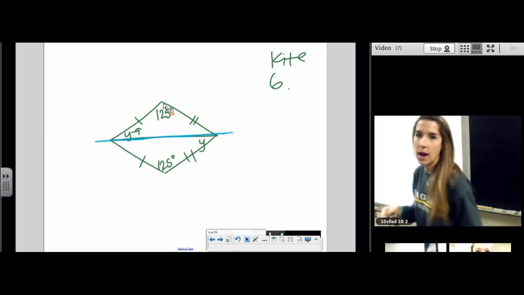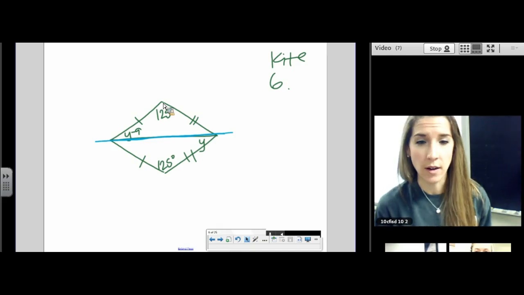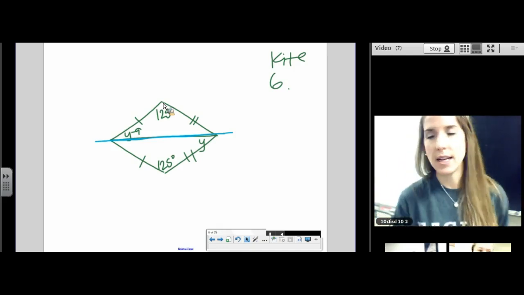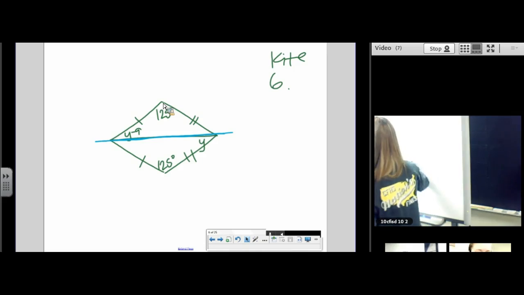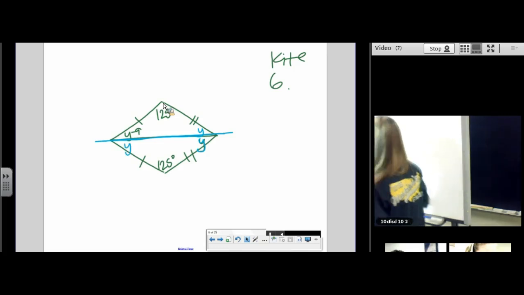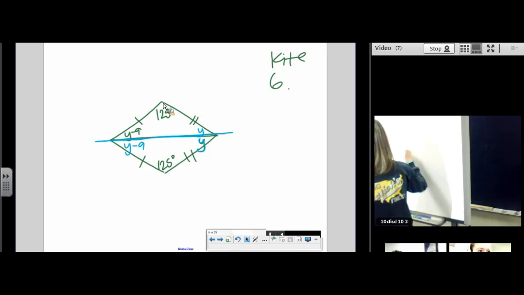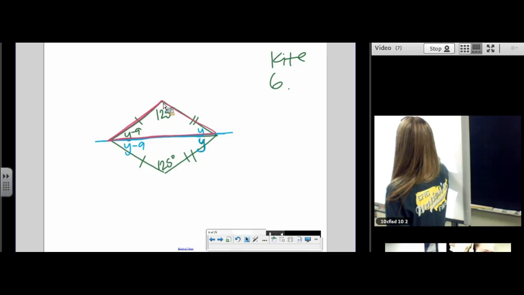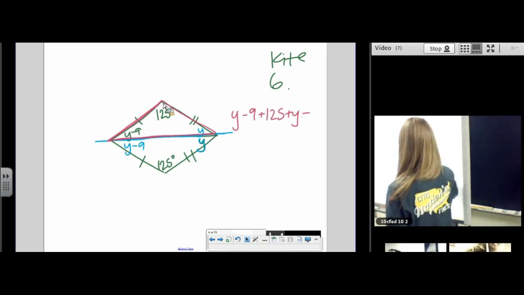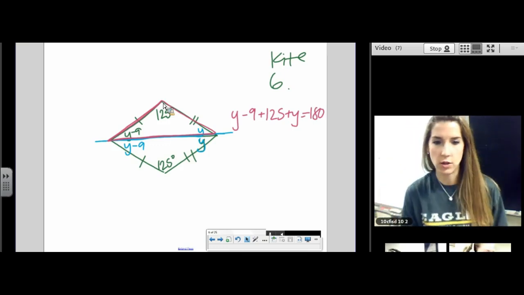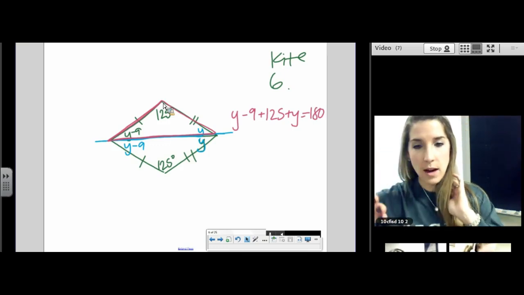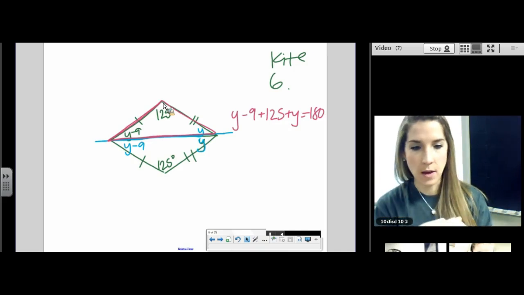That is your mirror. I want you in a kite to think of it as a mirror. When an angle looks in the mirror, he's going to see himself. So when Y looks in the mirror, he's going to see Y. When Y minus 9 looks in the mirror, he's going to see Y minus 9. So all you have to do is look at one of these triangles, either one you want, and now the angles add up to 180. So Y minus 9 plus 125 plus Y equals 180 because they are the angles of a triangle. So you had to use the mirror image of Y and then add them up to equal 180.